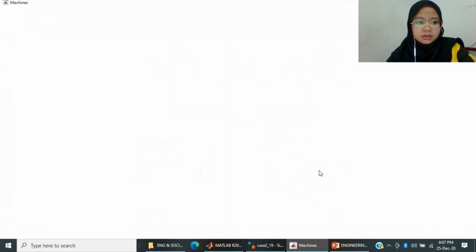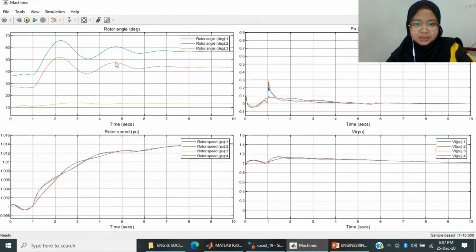Firstly, for the results, there are also three graphs that we observe here: the rotor angle graph, rotor speed graph, and voltage graph. From the rotor angle graph, the rotor angle of generator 1 and generator 2 was marginally unstable for about 5 seconds, while generator 3 remained stable. Next, based on the graph for rotor speed, the speed of the system is increasing. And for the voltage, a spike of generator 1 and generator 2 occurred and it reached steady state after 5 seconds.